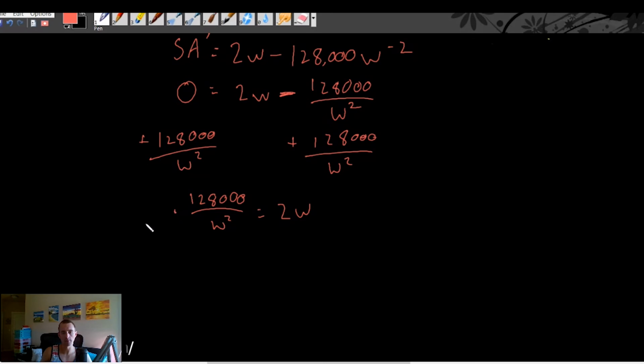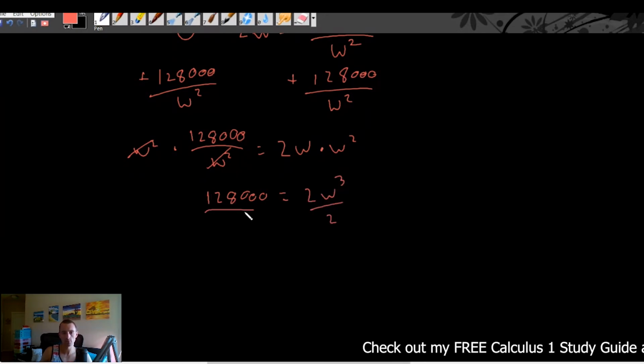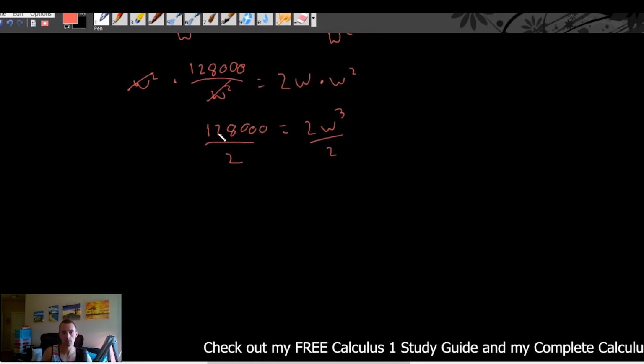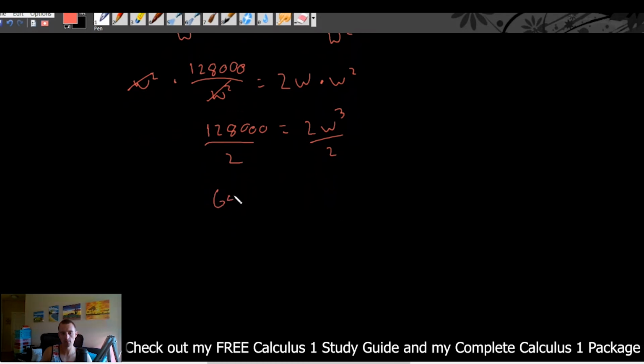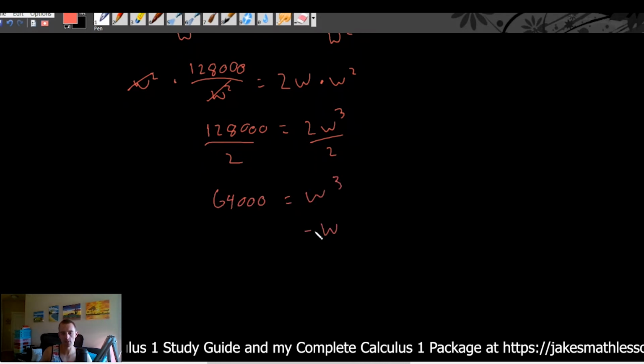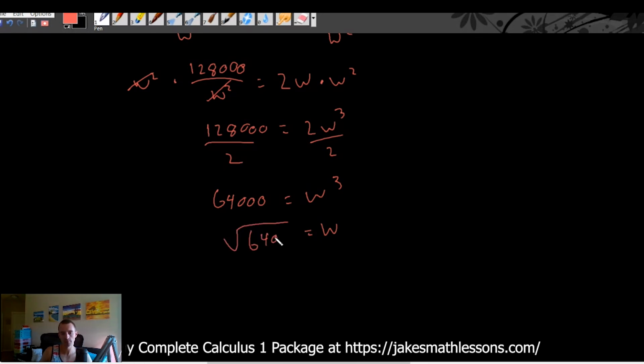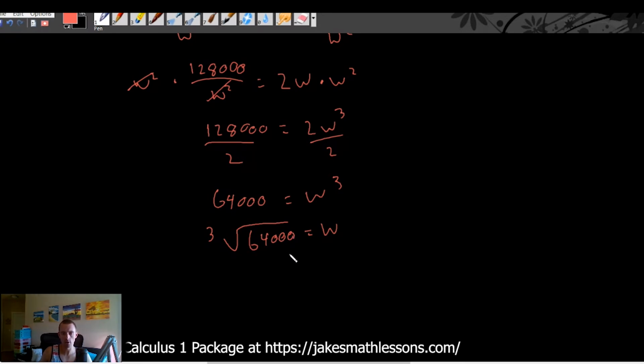Okay, then we can multiply both sides by W squared so that we can get rid of our fraction and just have everything on one line, basically. So that's going to give us 128,000 equals 2W cubed, divide by 2. And that should give us 64,000 equals W cubed. And then we can take the cube root of both sides, giving us W equals the cube root of 64,000, which you can just plug into a calculator.